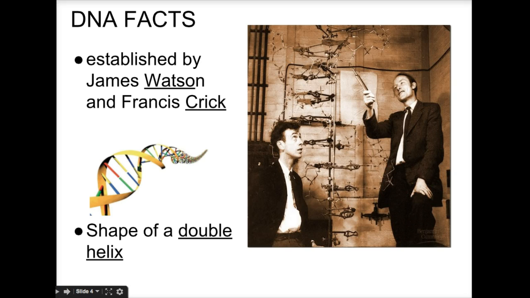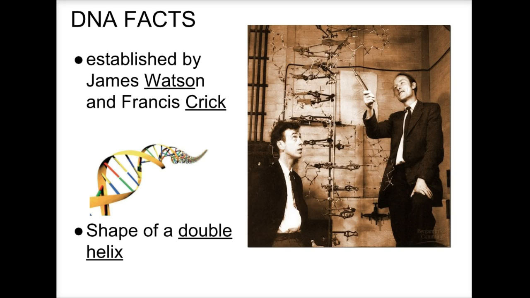So some fun facts about DNA, or just some facts that you should know. Two basic facts. It was discovered by two scientists called James Watson and Francis Crick. So to this day, the model that we have is called the Watson and Crick model, and it's the best model that we have for what DNA looks like and how it's set up.